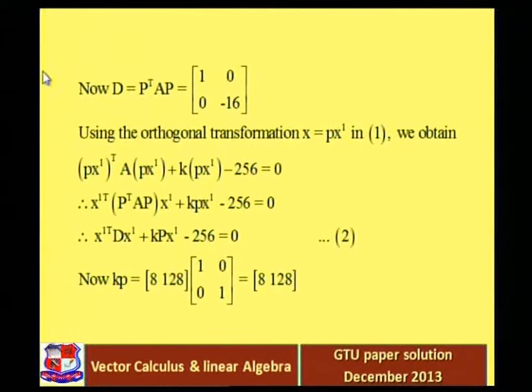Now the diagonal matrix D is equal to P transpose AP, that is equal to [1 0; 0 -16]. So using the orthogonal transformation x is equal to Px' in equation 1, we obtain (Px')ᵀ A (Px') plus k Px' minus 256 is equal to 0, in equation 1.